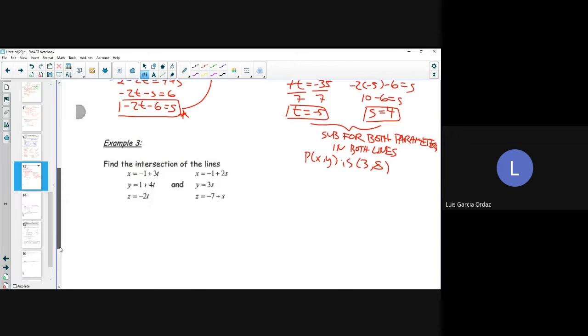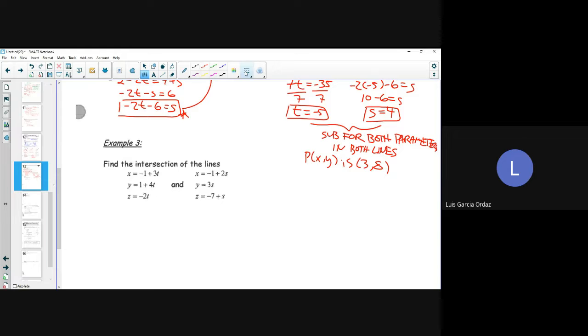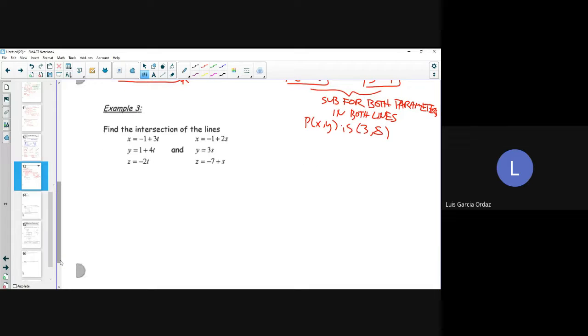I'm going to use a different color because the red is getting boring. And now for example 3, again, we're going to be doing the same thing. Let's find the intersections of the lines. So again, we have everything in parametric form. Now I'm just going to set my x's equal to each other, my y's equal to each other, and my z's equal to each other, and come up with simplified expressions and use substitution or elimination.